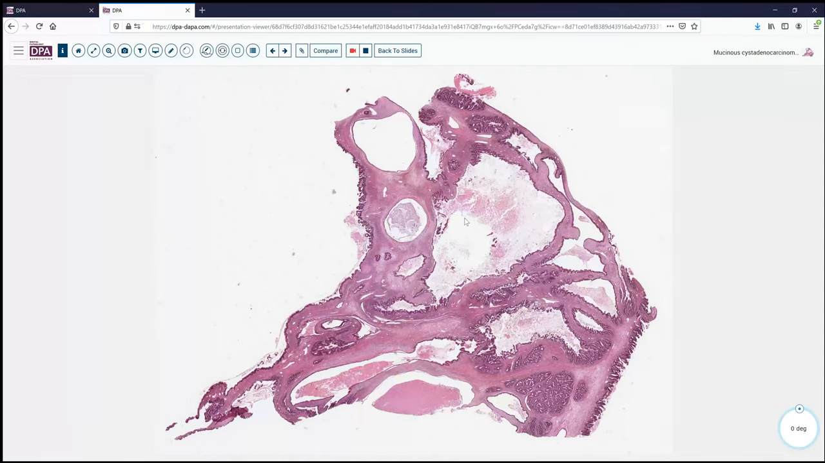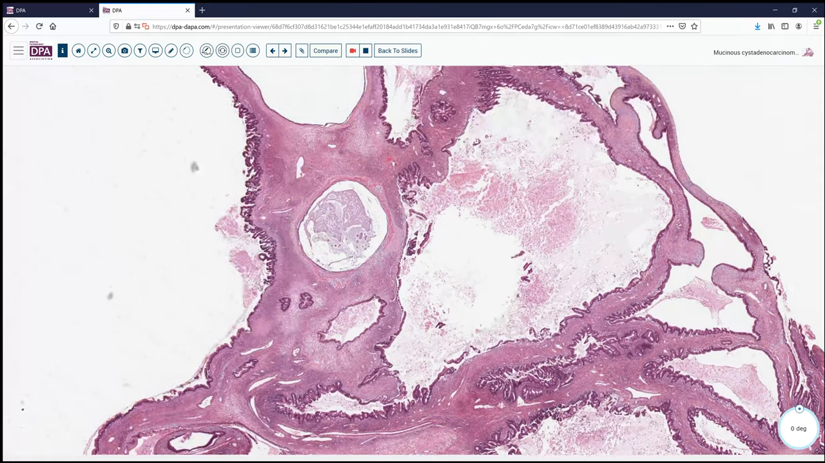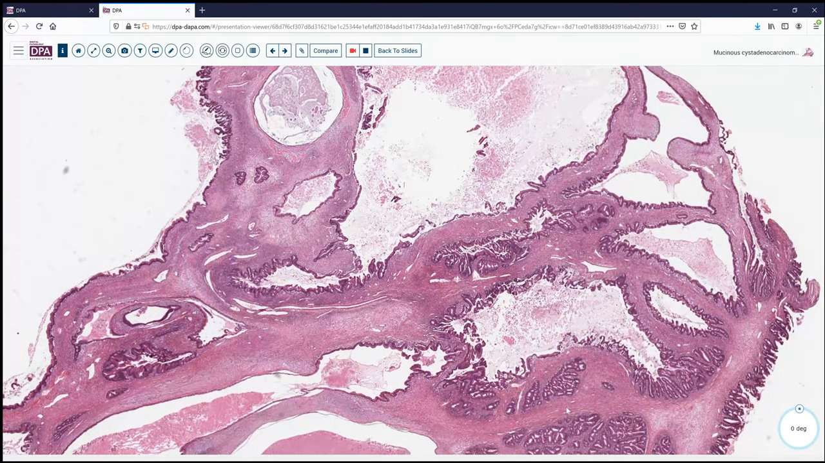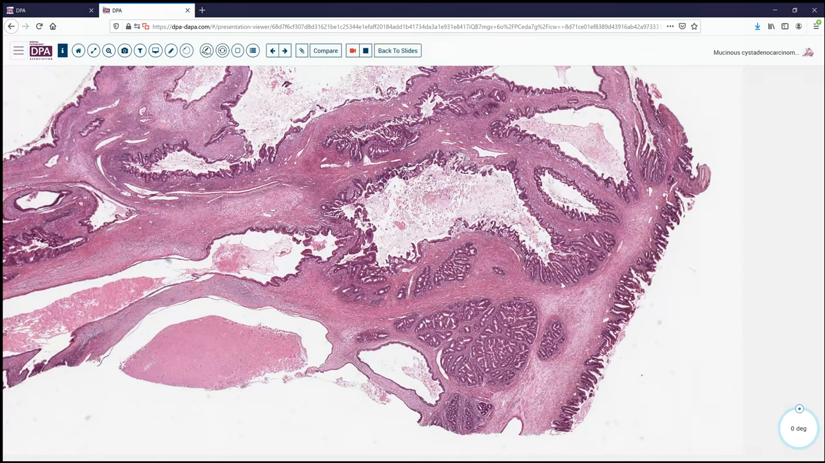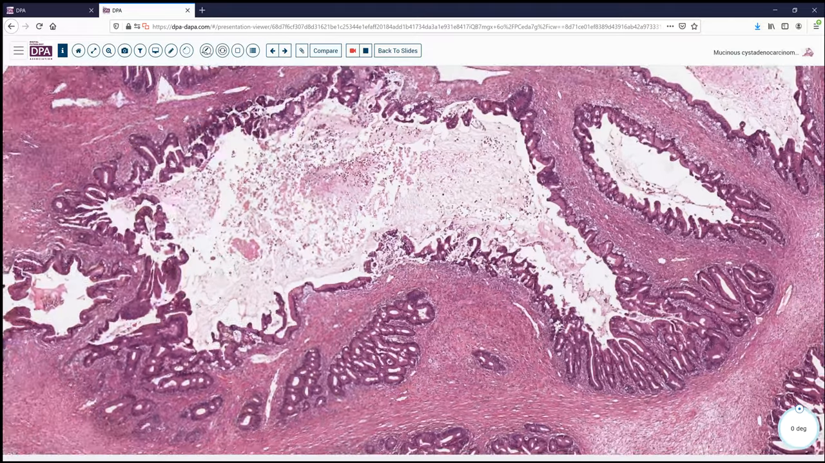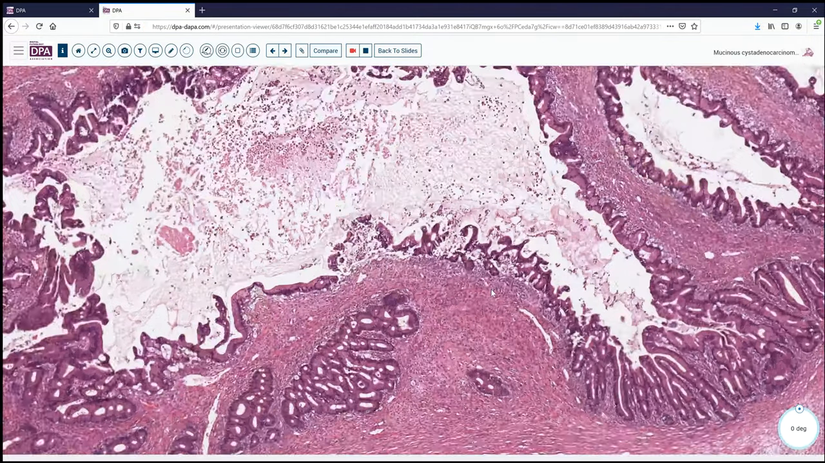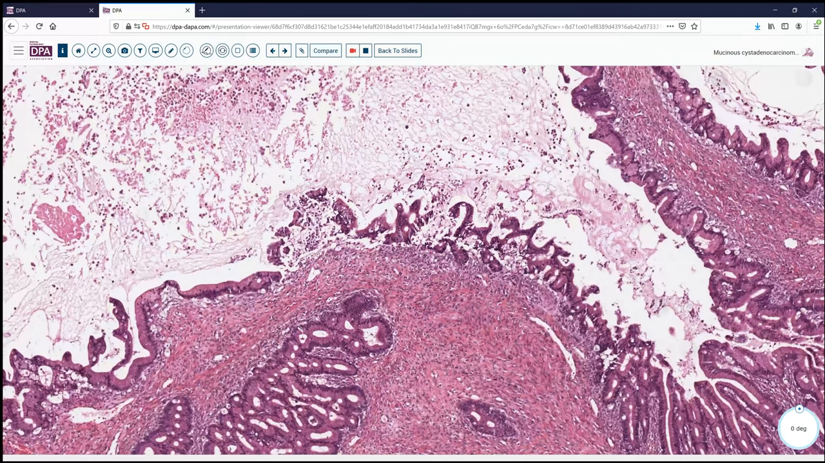But we begin to see a little bit more complexity here. First of all, we see some more sieve-like glands down here. We see secondary level branching, more stroma within the papillae. And here you can see some of this second order branching. So this would move it into at least a borderline category.